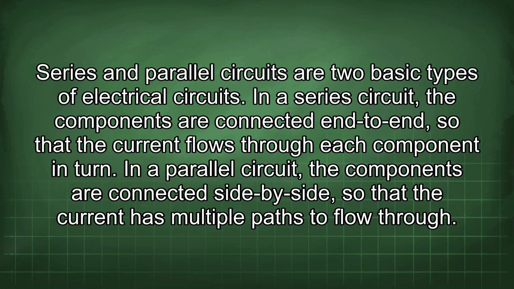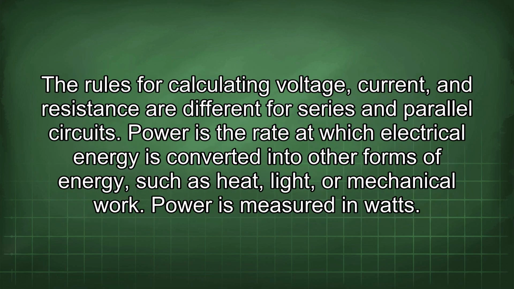Series and parallel circuits are two basic types of electrical circuits. In a series circuit, the components are connected end to end, so that the current flows through each component in turn. In a parallel circuit, the components are connected side by side, so that the current has multiple paths to flow through. The rules for calculating voltage, current, and resistance are different for series and parallel circuits.